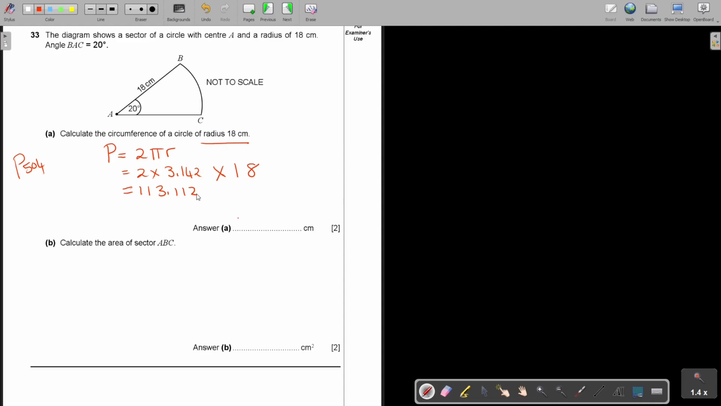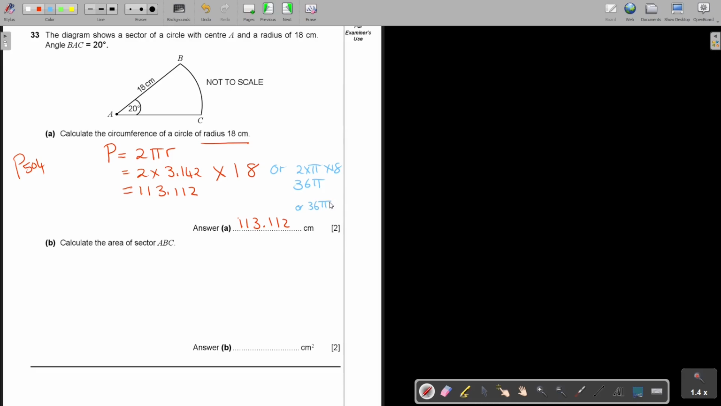So it's exact, so I'm going to leave it like this, 113.112. Or somebody could say, and I'm going to put it in blue, 2 multiply pi multiply 18, and it could just end with 36 pi. That would also be correct. That would actually be perfect, because that would be very exact, or on the dot.